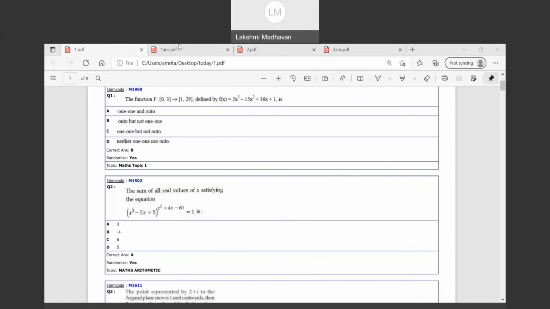Question number 1: the function f, which is from the closed interval [0, 3] to the closed interval [1, 29], defined by f of x equal to 2x cube minus 15x square plus 36x plus 1, is. So we have to find out which category this function belongs to, whether it's 1-1, onto, or what. Let's see how we'll be able to solve this question.